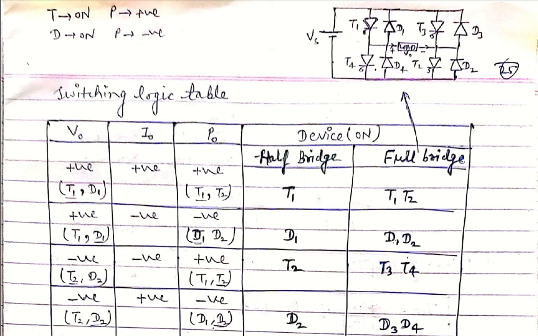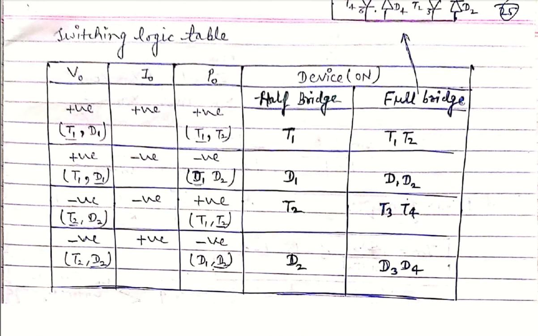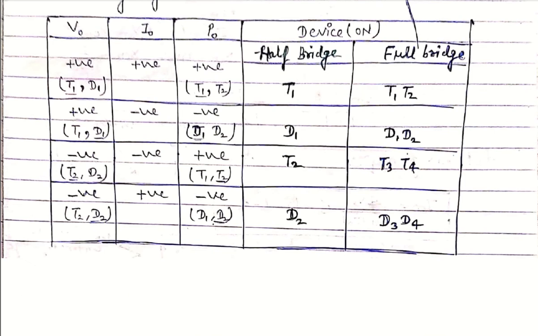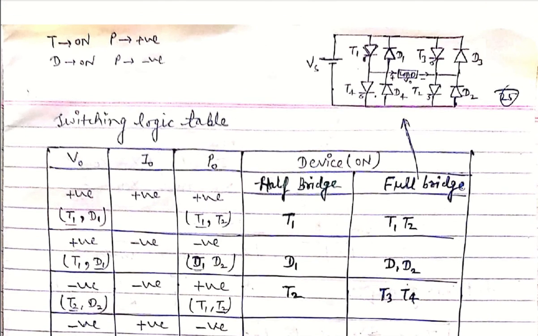After this, D1, D2 are conducting. In case of D1, D2, the current flows through D2 and D1, so the current will be negative while the voltage is positive. So the conduction of devices in the full bridge case is: T1, T2 firstly conduct, then D1, D2, then T3, T4, and then D3, D4 are conducting. This is the switching logic table.